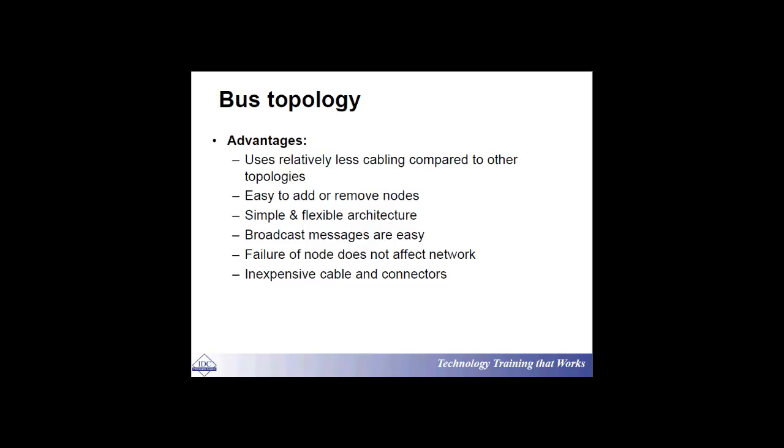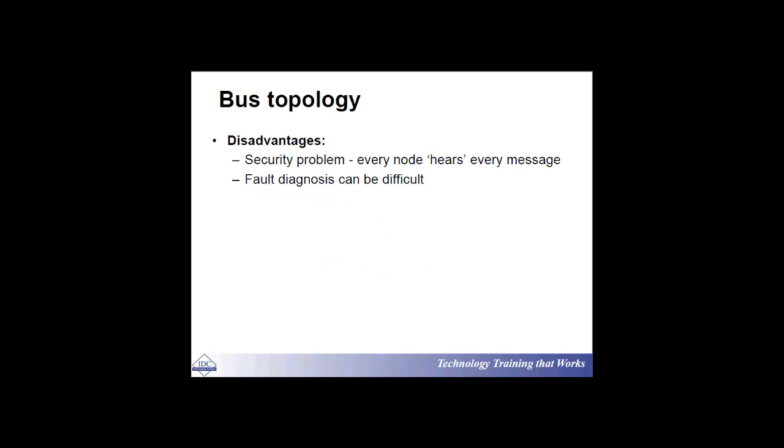It has got a simple and flexible architecture as well. So it can dispatch the information to many different places. It is inexpensive: cable and connectors. Are there any disadvantages? Well, we have got a security problem. As I said, every node can hear every message. So you need to have a firewall. You need to have encryption. You need to have authorization. You need to have security enabled. Who does it? IT.